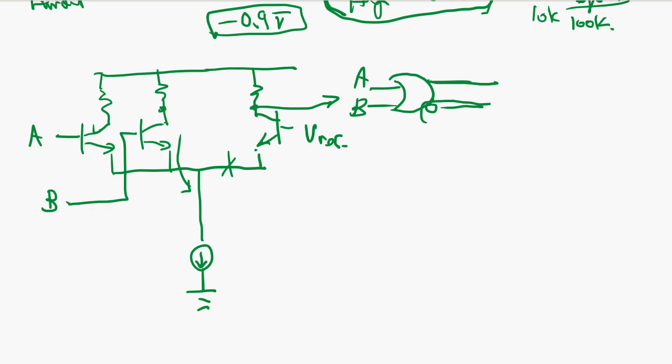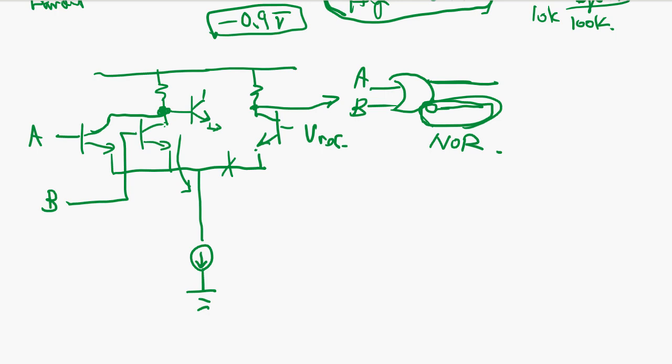Where does this come from? Do you have a NOR? What you do is collector dot. We call that collector dot. So what you do is connect like that, then this becomes the NOR output.